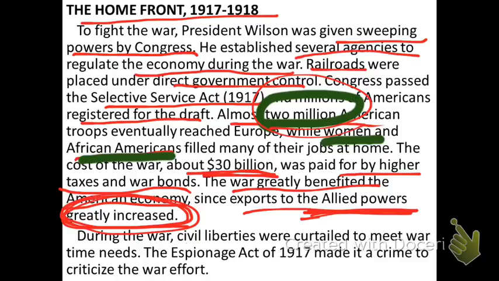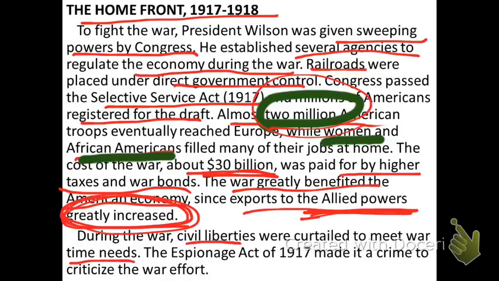During the Civil War, civil liberties were curtailed to meet the wartime needs. Now, this again is nothing new. Abraham Lincoln, during the Civil War, suspended habeas corpus and shut down a number of newspapers who were not flattering to him or the North's war effort.